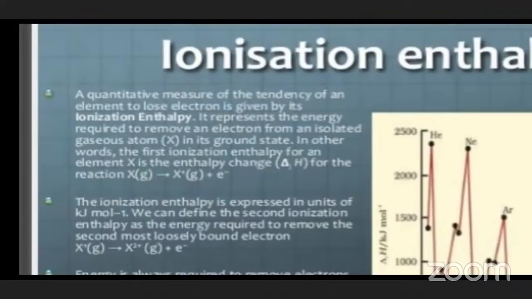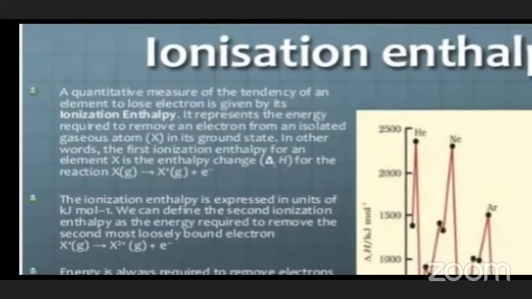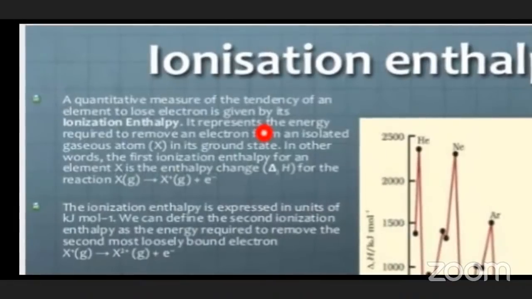Similarly, after that also we can remove IP2, IP3, IP4 like that. So the general definition is what? The energy which is required to remove an electron from an isolated gaseous atom in its ground state is called ionization potential. In other words, the first ionization enthalpy for an element, let us take an element X here. Which state is it in? It is in gaseous state. That's why in bracket, once you observe children, X is given G, that is gaseous state.